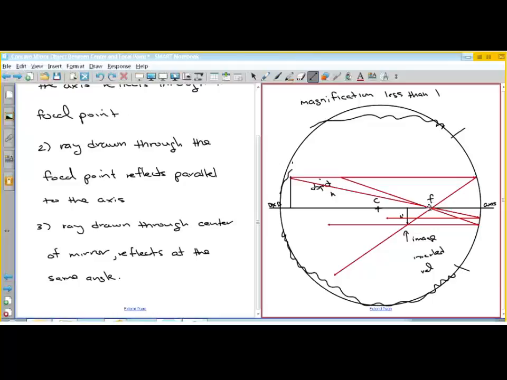And if it went to infinity, then it would, for one thing, you wouldn't be able to see it, but the image would be really small. Okay, so that is the case where the object is further away than the center.